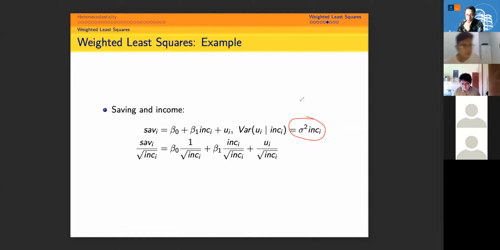Notice that the transformation doesn't have any effect on the estimated beta 1 as well as the estimated beta 0. So your interpretation is going to be similar. If the income variable increases by a single unit, then savings will increase by beta 1 units. So it doesn't change the interpretation, it just changes the estimation strategy.